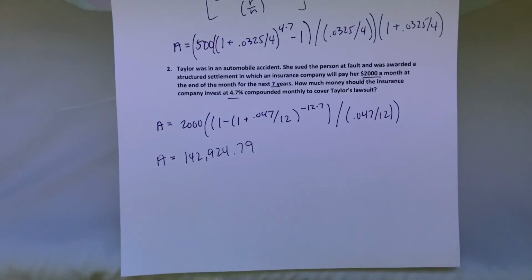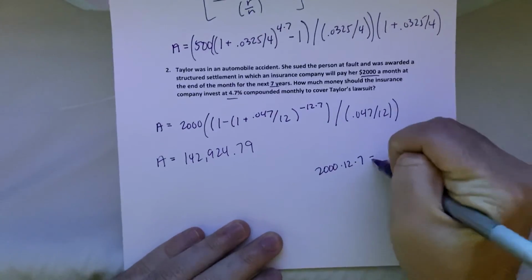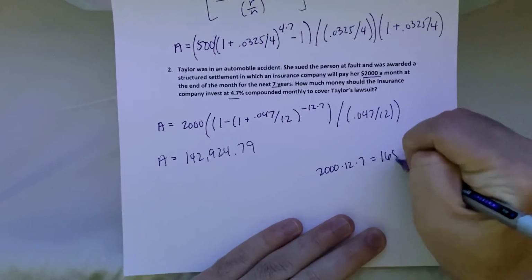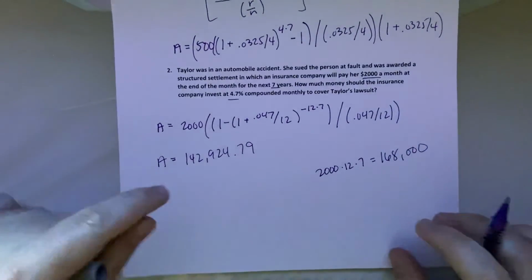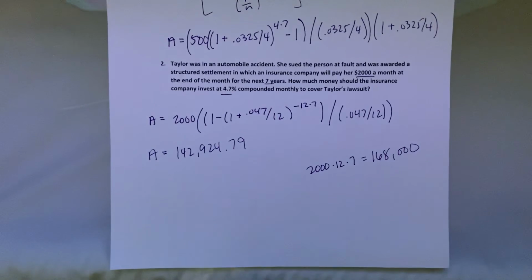Well, how much are they ending up having to pay her? $2,000 a month times 12 times 7 is 2,000 times 84, which is $168,000. So if they deposit a little $142,000 or $143,000 now, it'll cover the $168,000 they have to pay over the next 7 years. So that's the idea, and we'll do more in the next video.